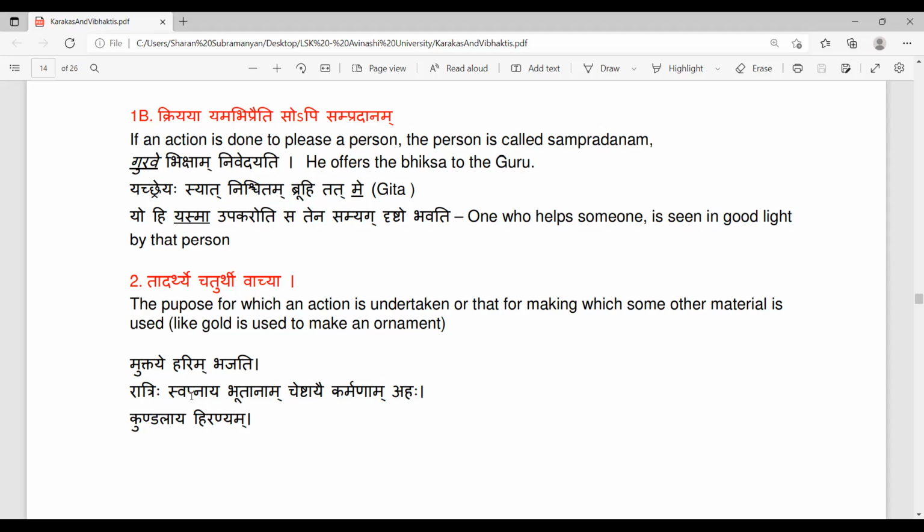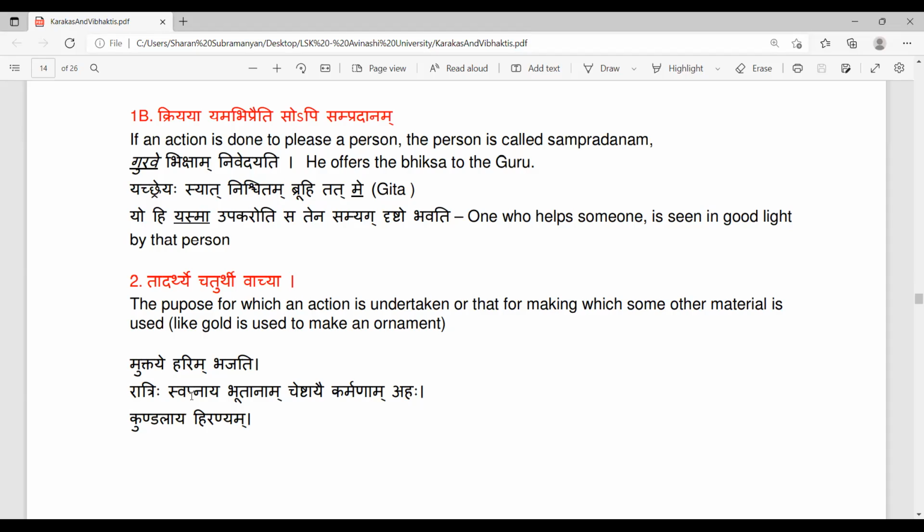Okay, this is another example for Tadartya Chaturthi. That is the purpose for which an action is undertaken. If the action is for that purpose, then that will take Chaturthi Vibhakti. Here, the action, Swapna Kriya, is the Ratri. The Ratri is meant for rest. For whom? For the Bhuta. Bhutanam Ratrihi Swapnaya. Similarly, Agaha Karmanam Cheshtayi.